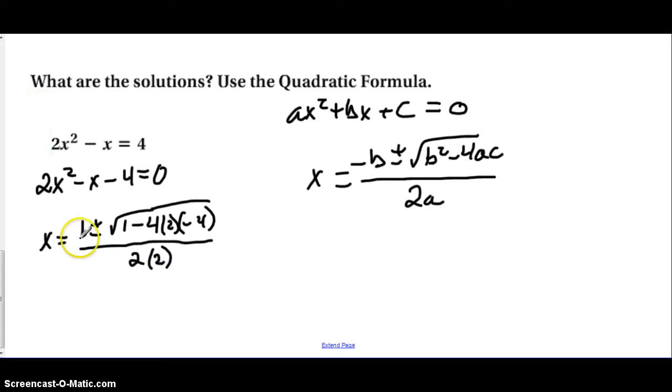Let's make sure we've got everything. That is negative b plus or minus the square root of b squared minus 4ac all over 2a. Good. Let's go ahead and simplify this.